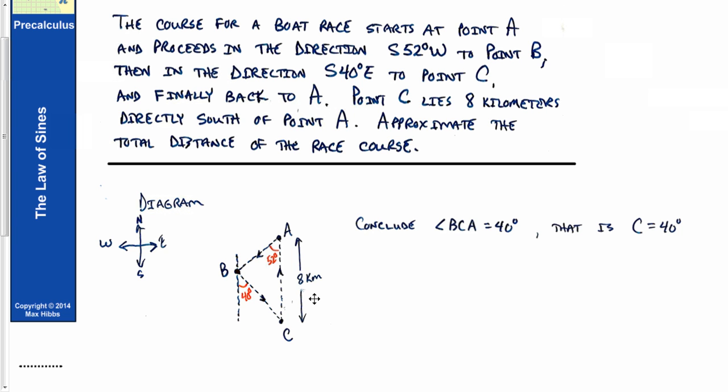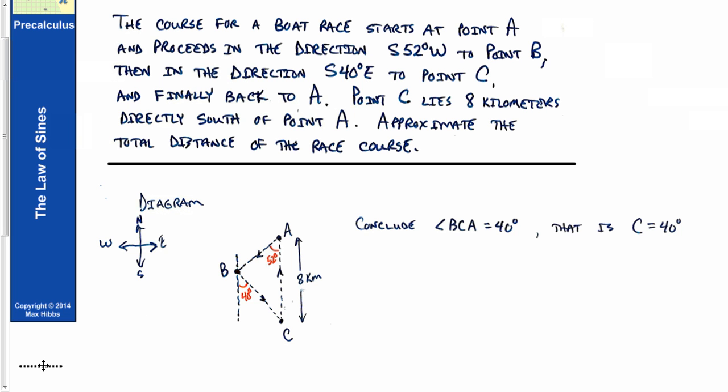Now, the only thing I know about this triangle is one angle and one side, and I've got to have more information. So I don't have a whole lot of hope of calculating another side immediately, but I do have hope of calculating another angle pretty quickly. And so this is what I've said here: angle BCA is 40 degrees. That is, angle C is 40 degrees.